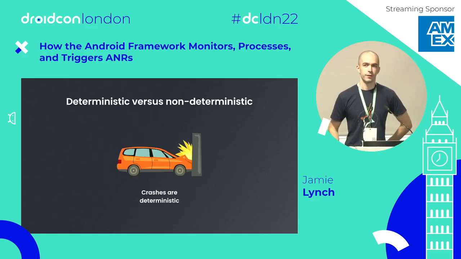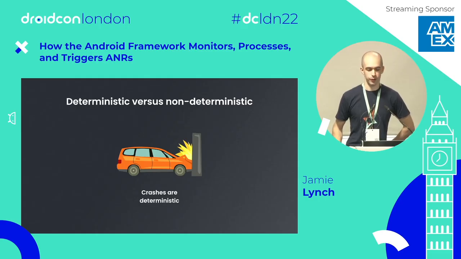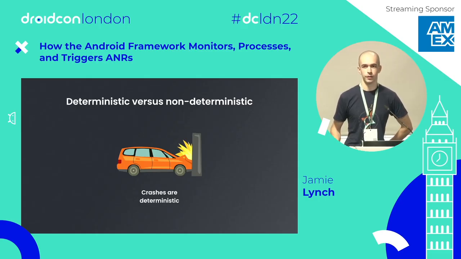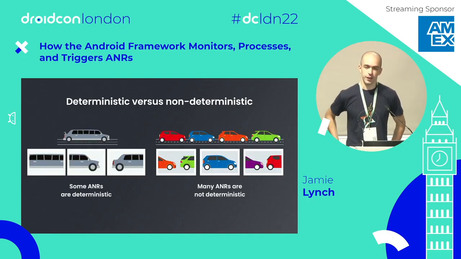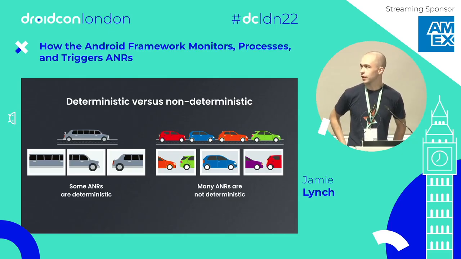Another important thing to touch on here is the difference between deterministic and non-deterministic behavior. A crash is basically deterministic. You're triggering a condition in your code, and it's pretty much always going to be the same, so it's a bit easier to reproduce. That's not always the case with ANRs. We've tried to illustrate it with cars here.